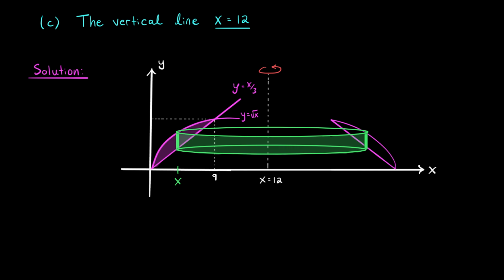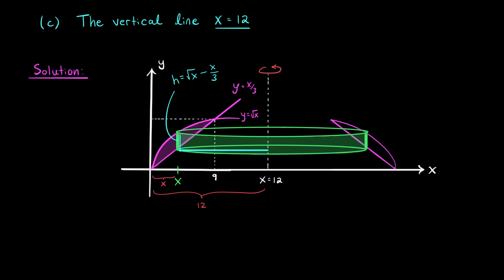As usual, the question is, what's the radius and what's the height? The height is the same as in A and B, right? h equals square root x minus x over 3. The radius, though, might be a little bit trickier. You have to notice that this full distance between the y-axis and the axis of rotation is 12 units, right?